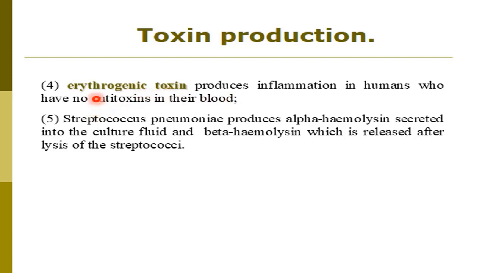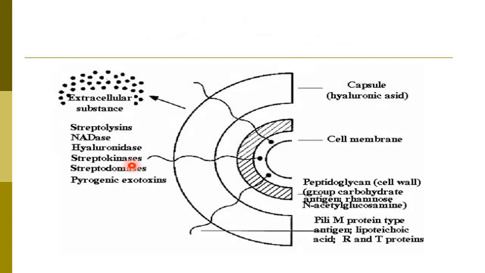Erythrogenic toxins cause lysis of erythrocytes and are toxic for erythrocytes also. Streptococcus pneumoniae produces alpha hemolysin, which is secreted into the culture fluid, and beta hemolysin, which is released after the lysis of streptococci. All of these are produced by streptococci.